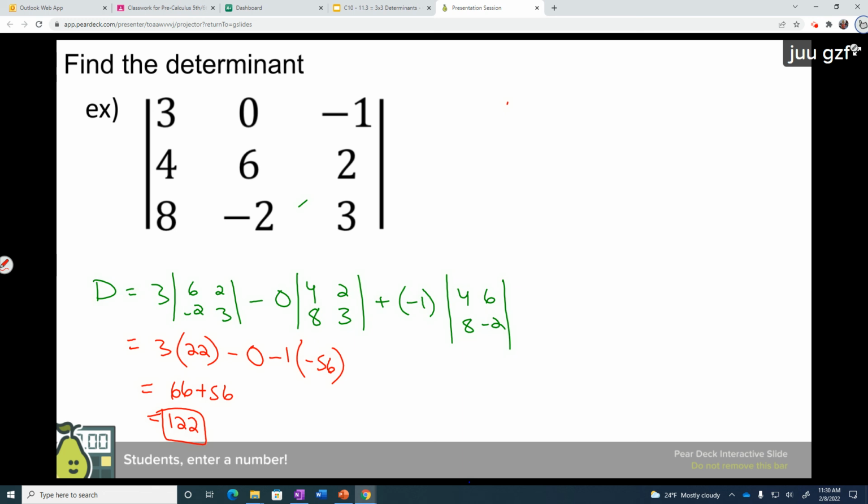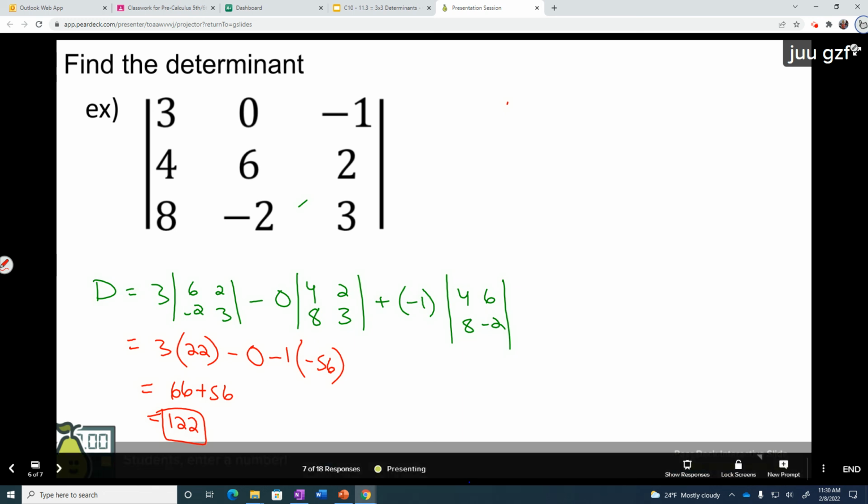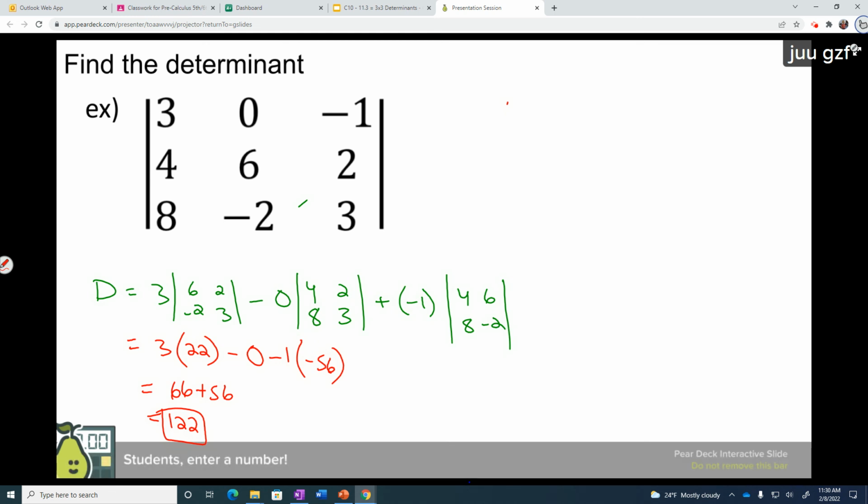It would be, what, 12 minus 16, negative 4. But it's just going to be 0 because you're going to multiply by 0 anyhow. So we get 3 times 22, which is 66. 0, negative 1 times negative 56, which is 56. And then you can definitely check it on your calculator as well. And you do get 122.